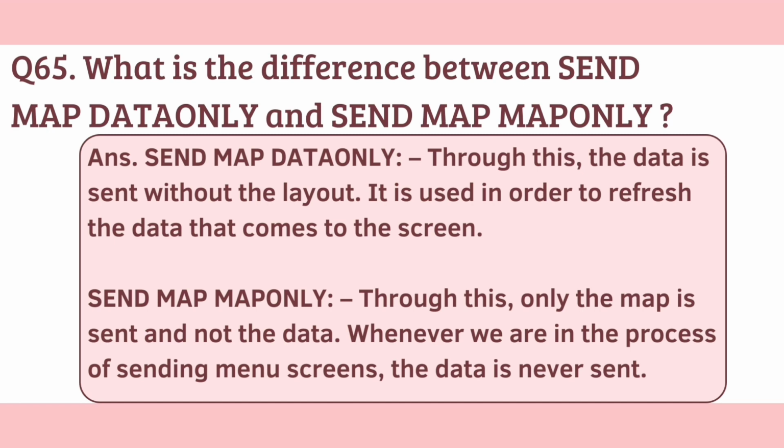Moving to question number 65. What is the difference between send map data only and send map map only? The answer is send map data only. Through this, the data is sent without the layout. It is used in order to refresh the data that comes to the screen. Next is send map map only. Through this, only the map is sent and not the data. Whenever we are in the process of sending menu screens, the data is never sent.